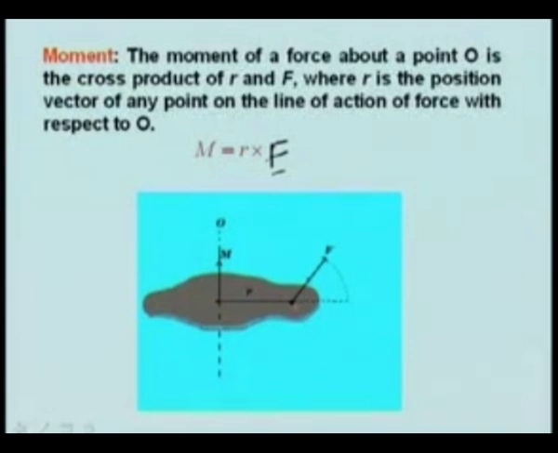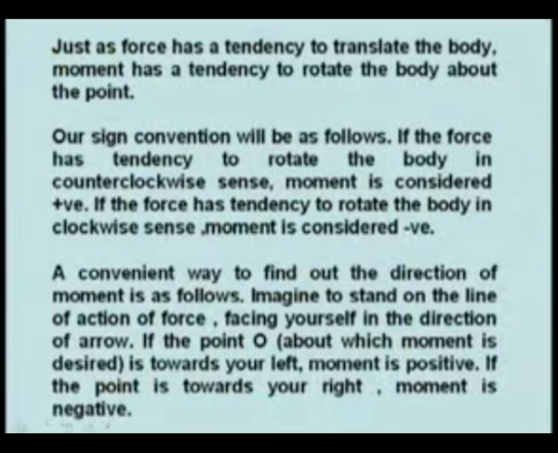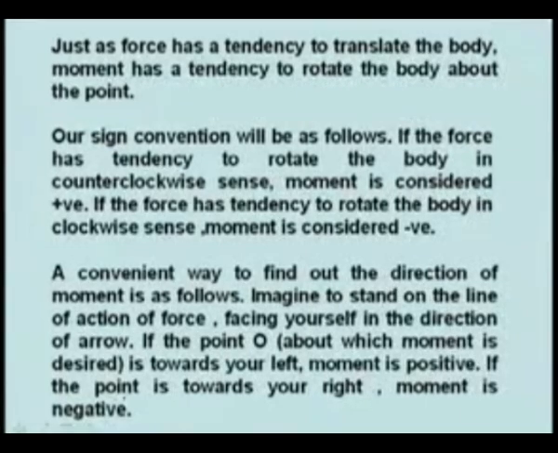If we apply a force on this body, it may rotate about this axis. It has a tendency to rotate the body about this axis, therefore it has got this thing. So moment has a tendency to rotate the body. Now we have to follow certain sign conventions. If the force has tendency to rotate the body in counterclockwise sense, then the moment is considered positive. If the force has tendency to rotate the body in clockwise sense, moment is considered negative.